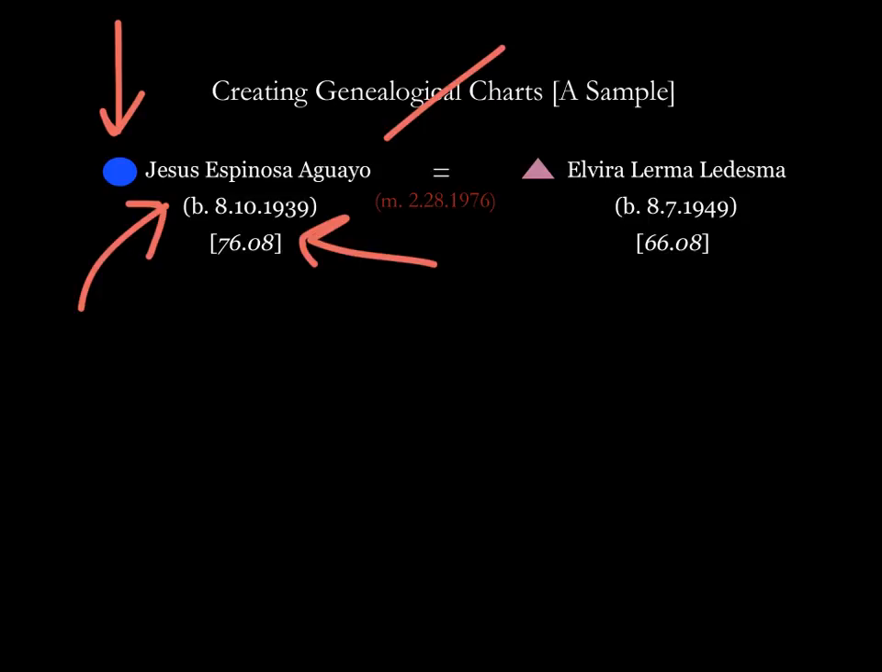I did the same with my mother here, but for a female, you denote this with a triangle, and so forth. Marriage is denoted with the equal sign, and then I would like you to list the year or date, if you have it, of the marriage as well.